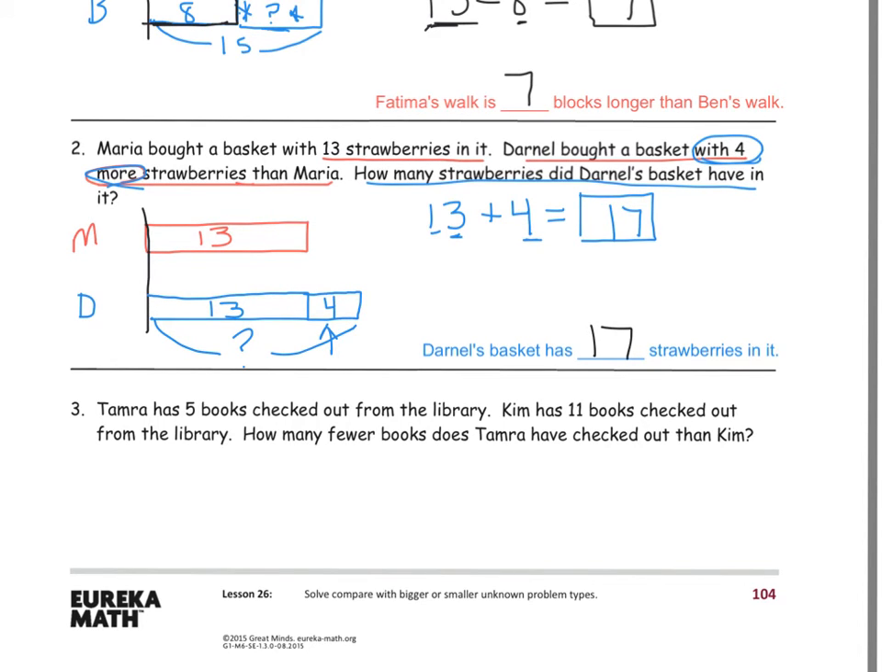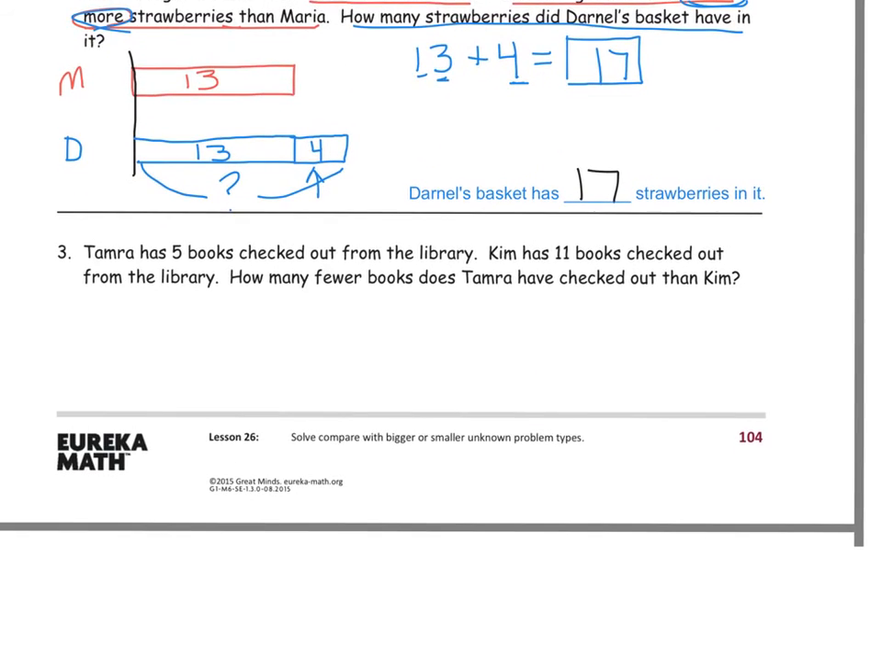So what we'll do now is we're going to take a look down at the last question. And it says, Tamara has 5 books checked out from the library. Kim has 11 books checked out from the library. How many fewer books does Tamara have checked out than Kim? So I want to start again by putting in my answer statement or my target sentence. And there it is. It says Tamara has blank fewer books than Kim.